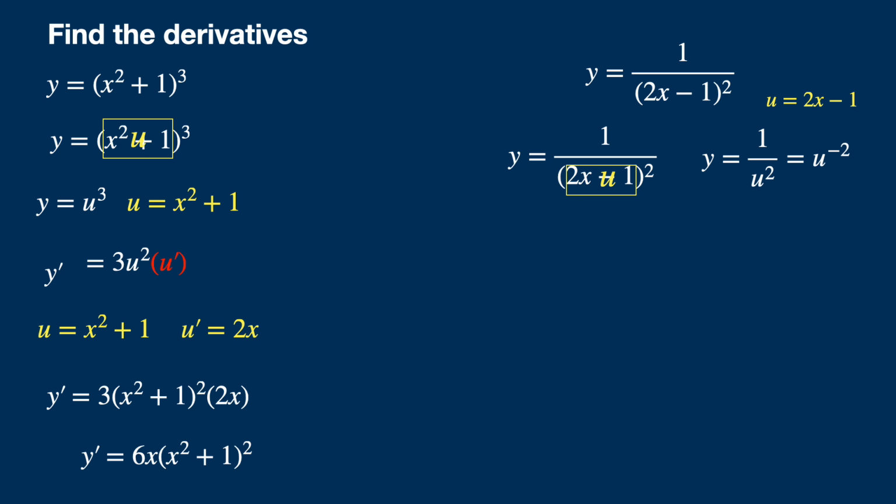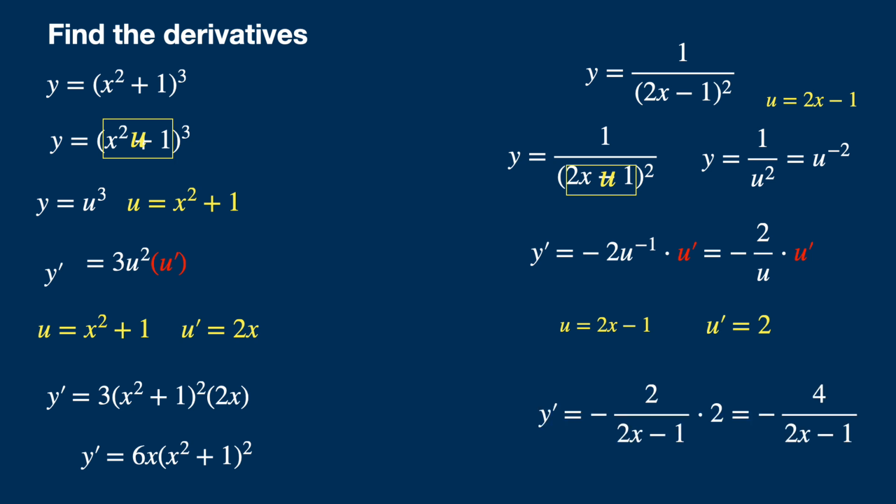So take the derivative y prime by using the power rule: negative 2 u to the negative 1 times u prime. Guys, don't forget the u prime. So that's negative 2 over u times u prime. Now plugging back in, u is 2x minus 1, and u prime is 2. Now y prime is negative 2 over (2x minus 1) times 2. 2 times 2 is 4. So now y prime is negative 4 over (2x minus 1).